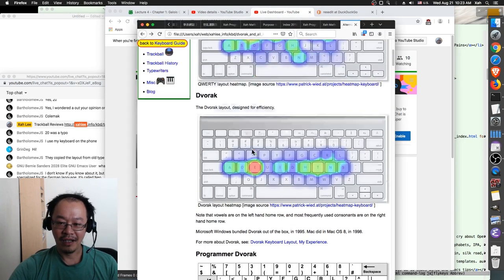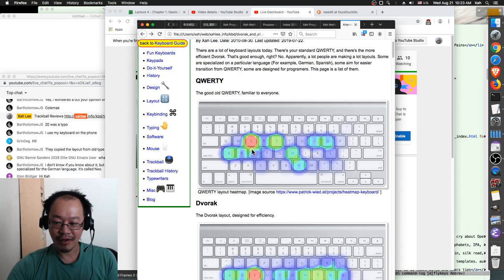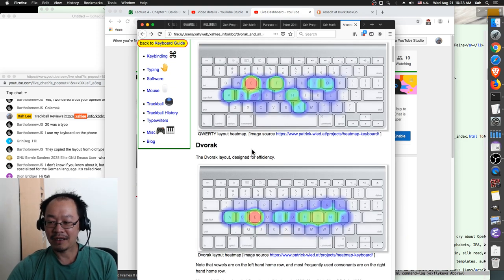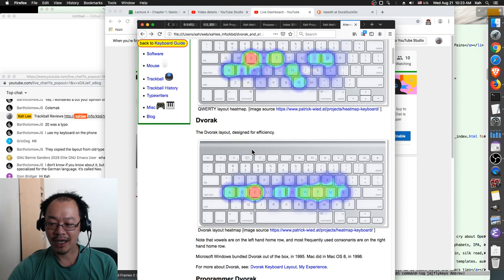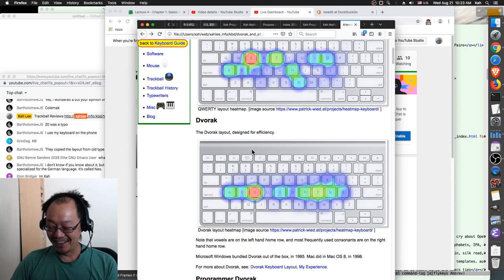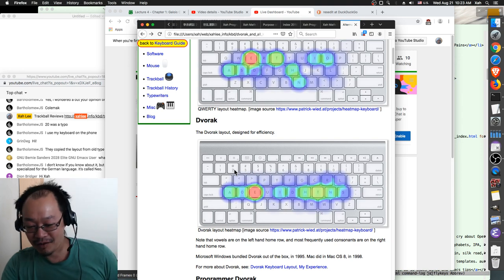So if you are thinking, oh, I should learn Dvorak because I'm into efficiency and I type a lot, beware, this frustration will come, so you don't get surprised. A lot of people try it, then they abandon ship and go back to QWERTY.